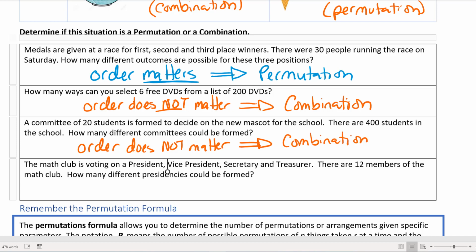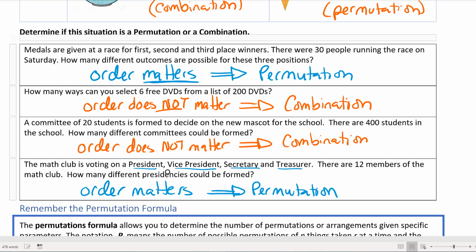Next, the math club is voting on a president, vice president, secretary, and treasurer. There are 12 members of the math club. How many different presidencies could be formed? Well, in a presidency, the president has a different job than the vice president, which has a different job than the secretary and the treasurer. So the order in which these people are selected matters. And because the order matters, this is a permutation.